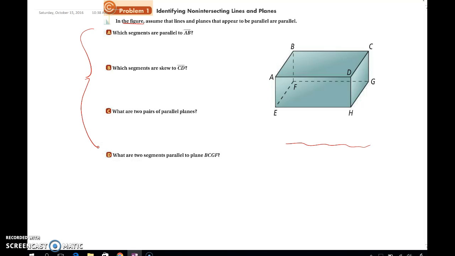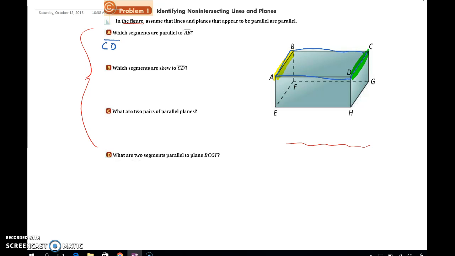We're asked which segments are parallel to segment AB. So first, let's highlight the segment that they want us to focus on. That's segment AB here. So they're saying which segments are parallel to that. So remember, parallel lines or segments must fall on the same plane. So here we can say that segment CD is parallel to it because they're lying on the same plane that we would have at the top of the box. So one of the segments that we can say are parallel are segment CD.